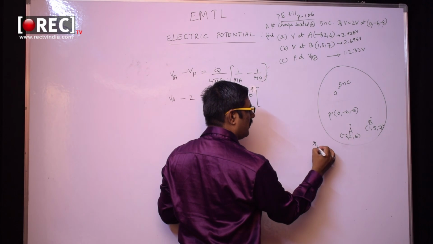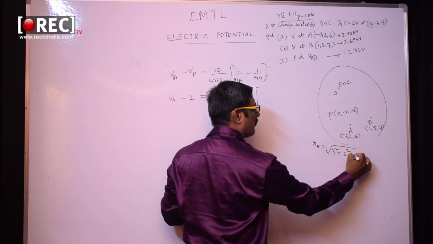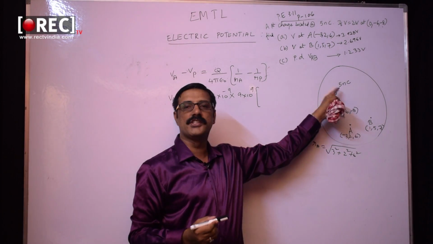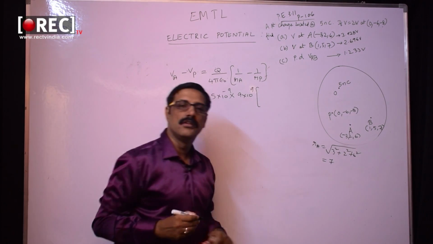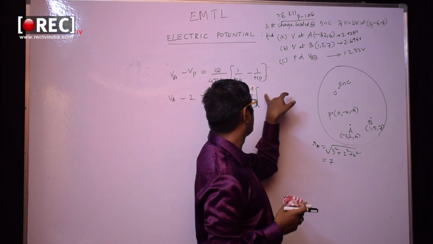So Ra is simply the square root of 3 squared plus 2 squared plus 6 squared. How did I get this? Ra is the distance between the point A and the origin O. So if you observe, you will get it as 7. Next, what about the second distance, Rp?